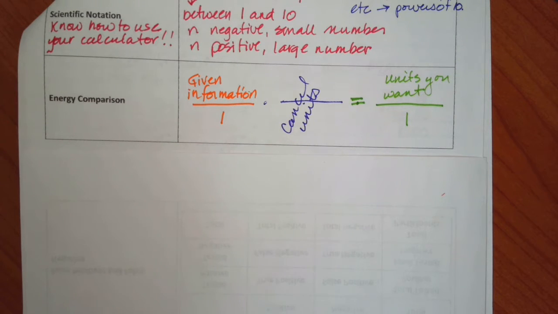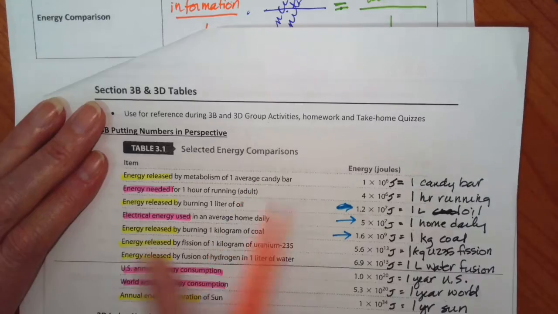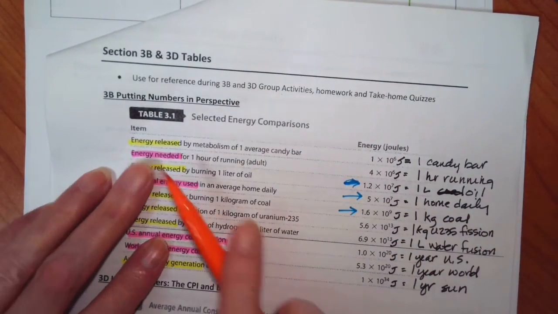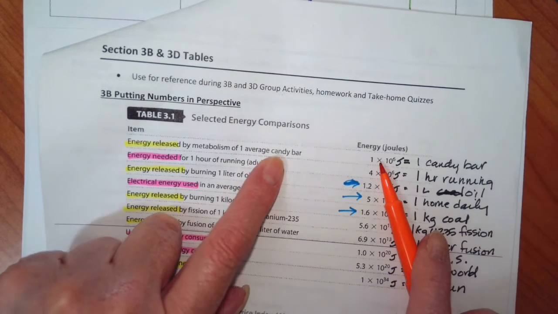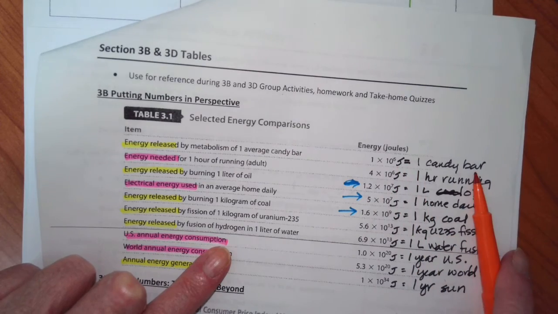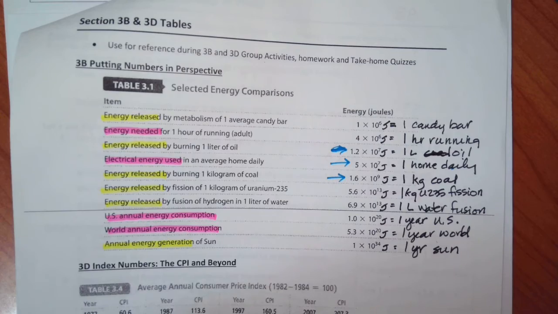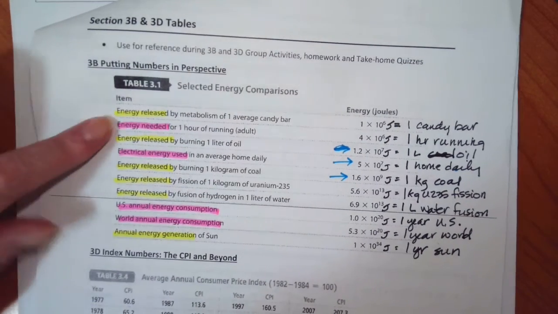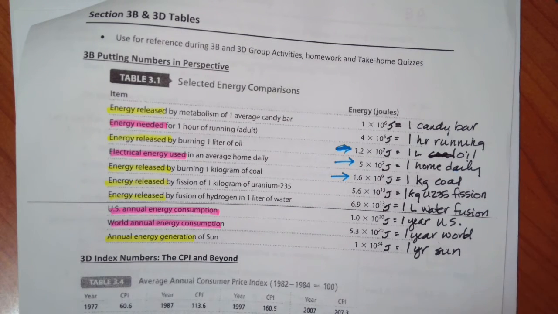And what we did before was I showed you how I did it because I need help writing these out. The table as it is gives me a little bit of trouble, so I just abbreviate it. This is the energy released by metabolism of 1 candy bar, which means 1 times 10 to the 6 joules is equal to 1 candy bar. And I just did this for myself as I was going through this. I also talked about energy release versus energy needed. It was helpful to me, so that's how I did it.